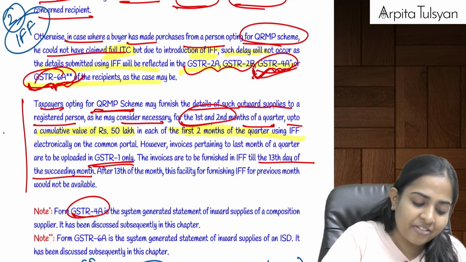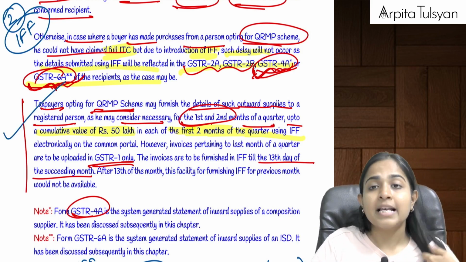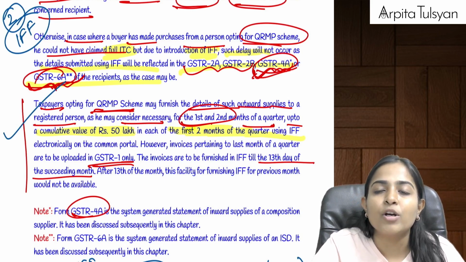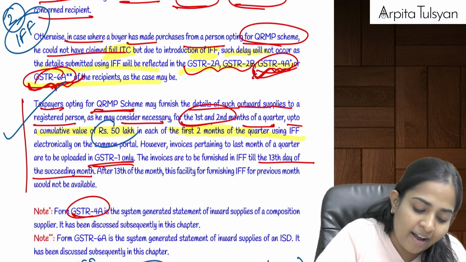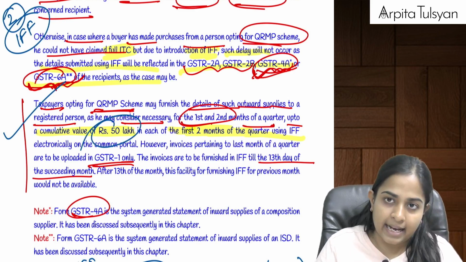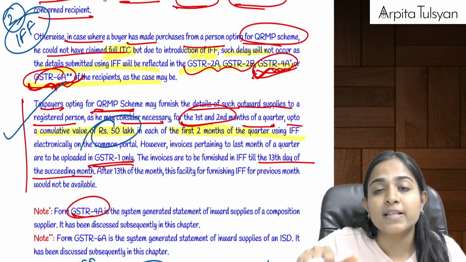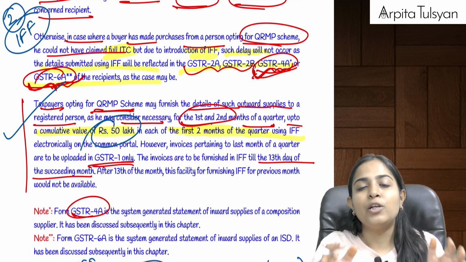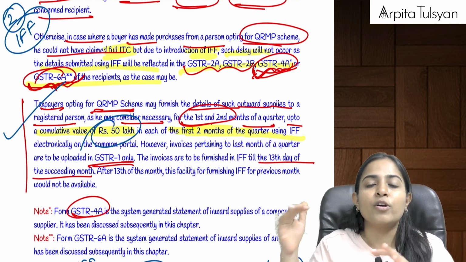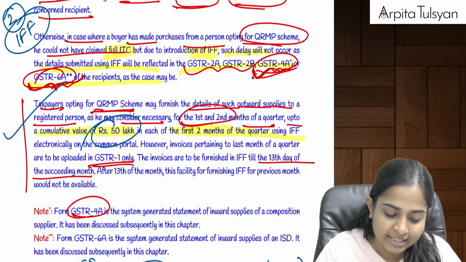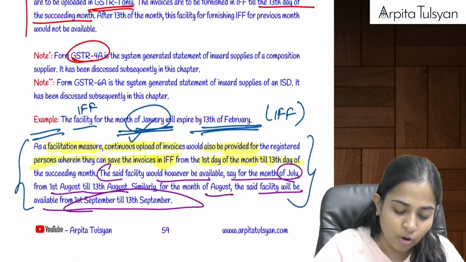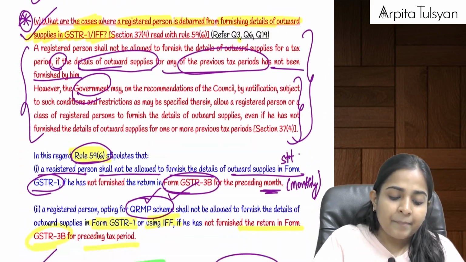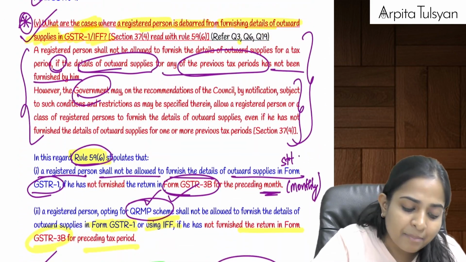Then the next restriction is whatever value of invoices you are putting in this invoice furnishing facility, the total value of that cannot exceed 50 lakhs. If the value of invoices is more than 50 lakhs, then in IFF you can put the value only up to 50 lakhs. Rest invoices you can furnish in your GSTR 1, that you are going to file on a quarterly basis. Are you clear with this? Yes.